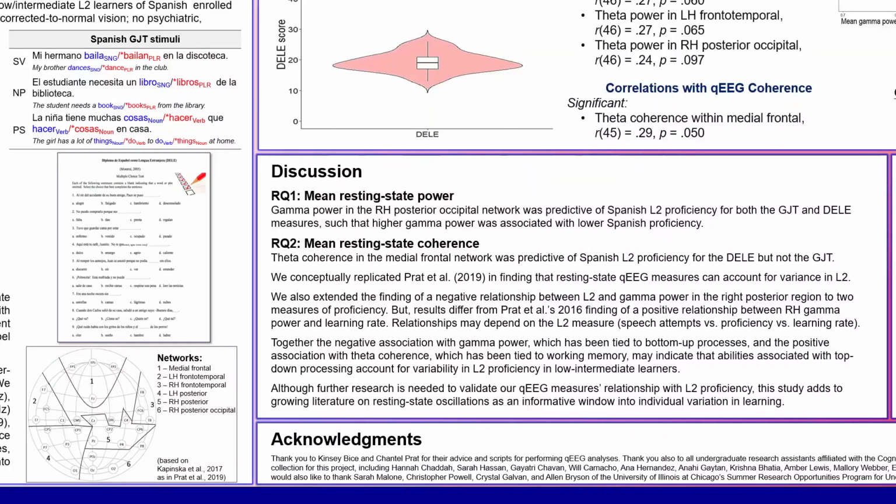Together, the negative association with gamma power, which has been tied to bottom-up processes, and the positive association with theta coherence, which has been tied to working memory, may indicate that abilities associated with top-down processing account for variability in L2 proficiency in low to intermediate learners. Although further research is needed to validate our QEEG measures' relation with L2 proficiency, this study adds to the growing literature on resting state oscillations as an informative window into individual variation in learning.